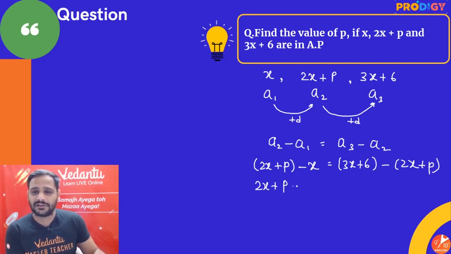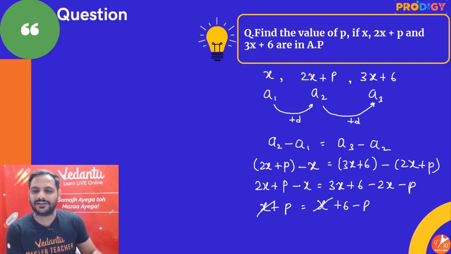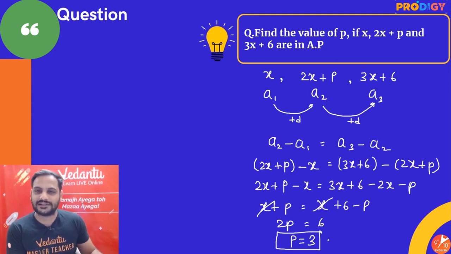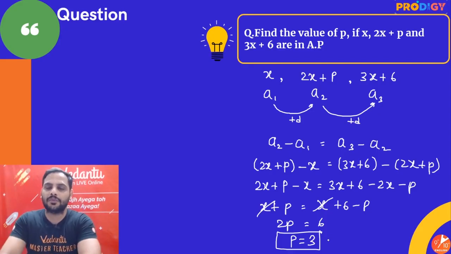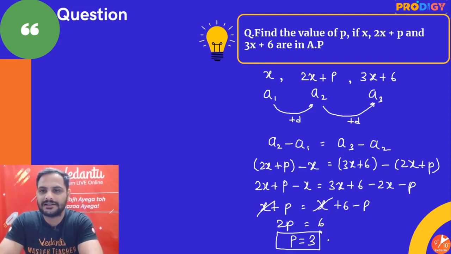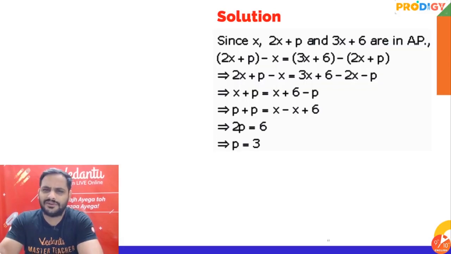So 2x plus p minus x is equal to 3x plus 6 minus 2x minus p. So you have 2x minus x is x plus p, and 3x minus 2x is x plus 6 minus p. The x and x got cancelled. Minus p shifted over there, 2p is equal to 6. p is equal to 3. So p will be equal to 3. This is how this question will be solved. What about x? We don't know. x can be anything, but p will be equal to 3. Is it clear?